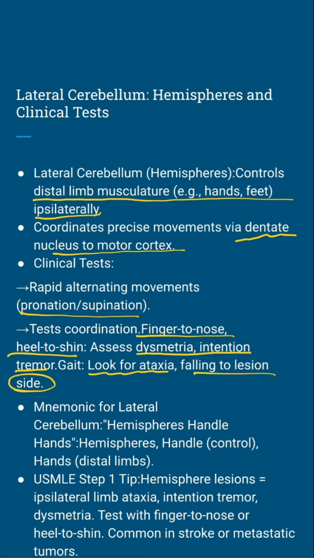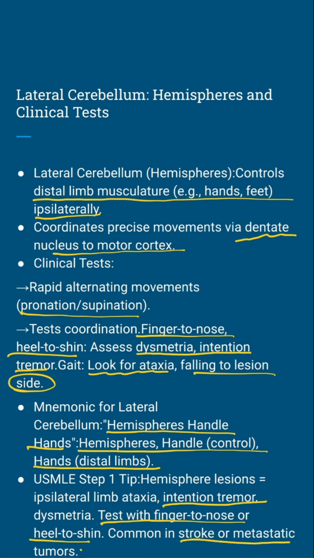Our mnemonic is hemispheres handle hand. It ties hemisphere to distal limb control. A classic question would be: a patient with intention tremor during finger to nose testing has a lesion where? The answer is the cerebellar hemisphere, often from stroke or metastatic tumors. This slide nails those ipsilateral limb deficits, so practice these tests.